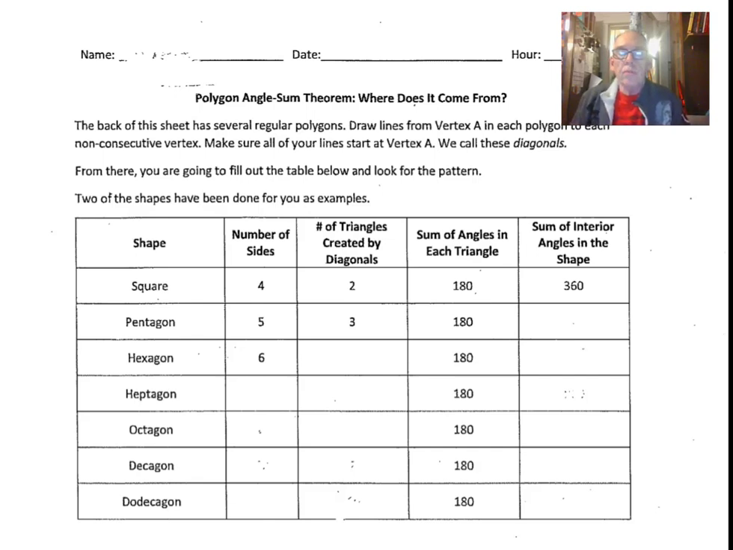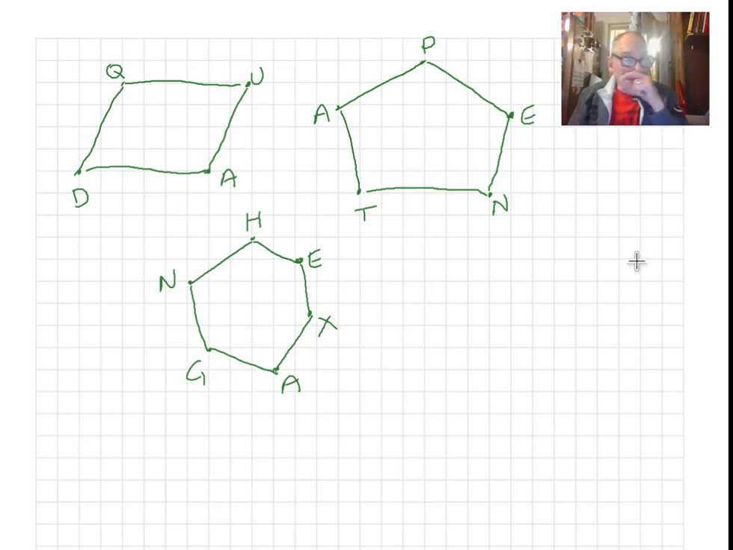In this video, we're going to look at a demonstration of where the Polygon Angle Sums theorem comes from. They want us to look at some polygons and draw diagonals, and then look at the number of triangles that are created by drawing the diagonals. So this is what they're talking about. Let's switch over here to this graph paper.